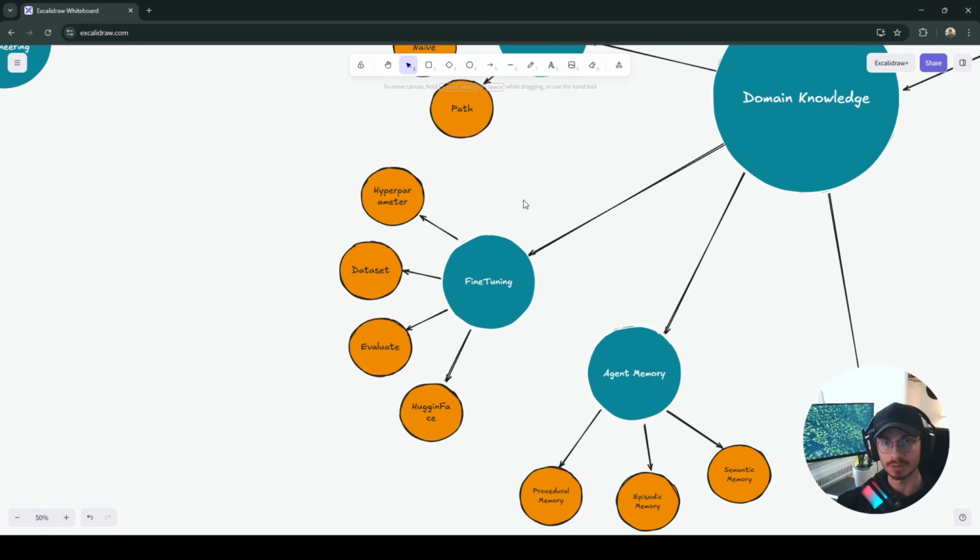I have a repository for the fine-tuning and I can share it with you guys. You can go and see my code and understand how to do it by yourself step by step.